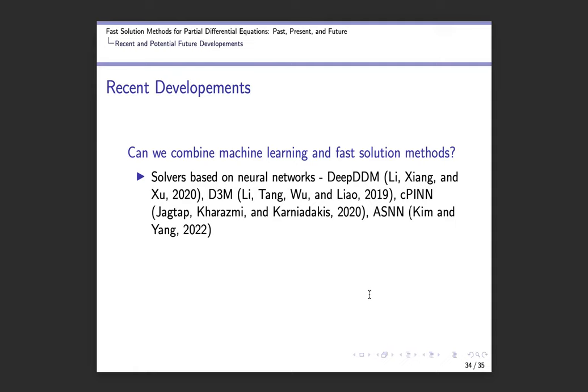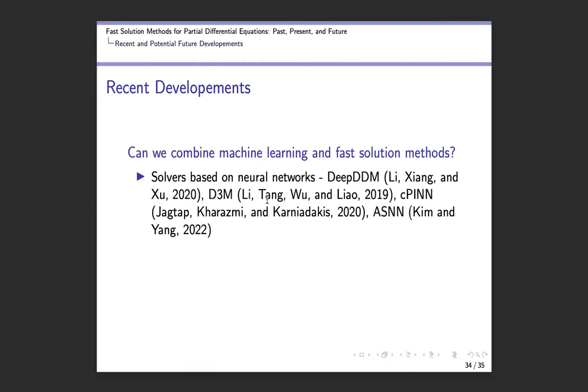And there are some approaches, and they use the solver, the so-called neural network solver. Nowadays, the famous one is the PINN, physics-informed neural network. This was pioneered by these two groups, the deep domain decomposition method and D3M. And the Brown group made the CPINN.